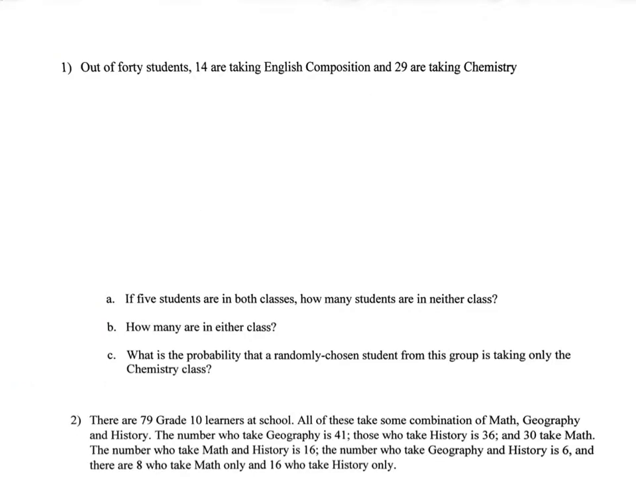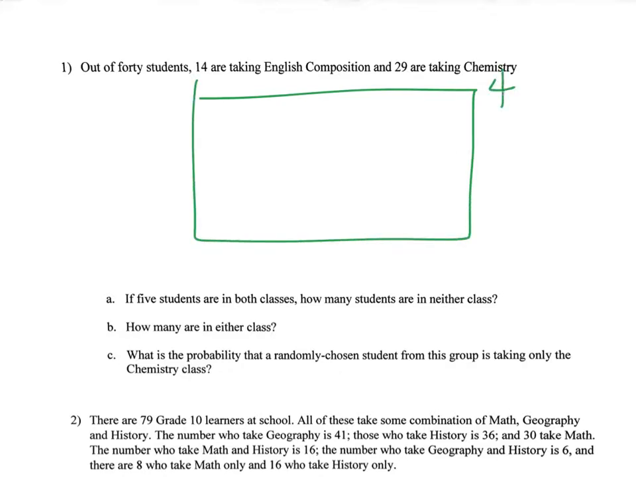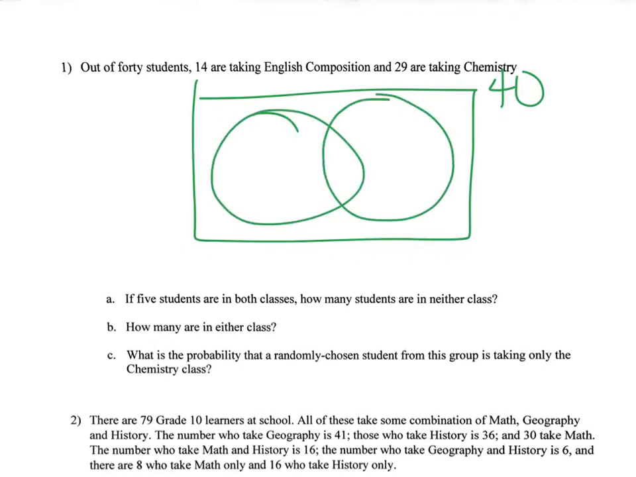So how do we use this? Well, we use this to create our Venn diagrams and figure out probabilities and different possibilities. Okay, so out of 40 students, we know in our little set here, there are 40 students. 14 take English and 29 are taking chemistry. So we have English and chemistry. Here's English and chem. I should probably use different colors, but whatever. We want to be able to fill in this right here. So we have a total of 40.